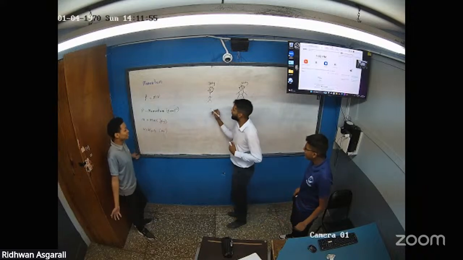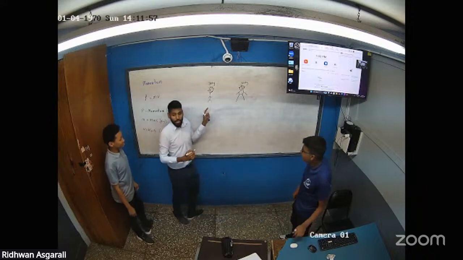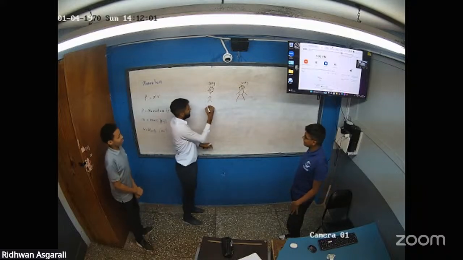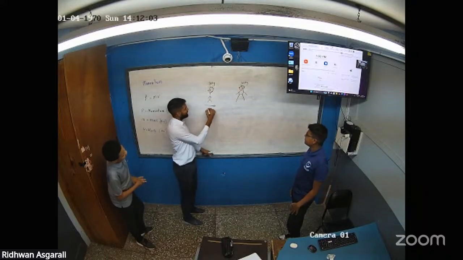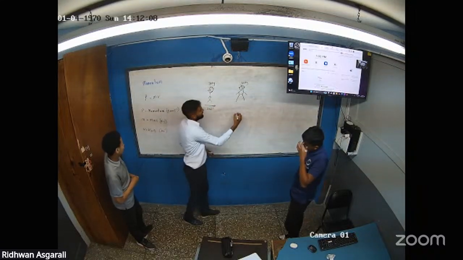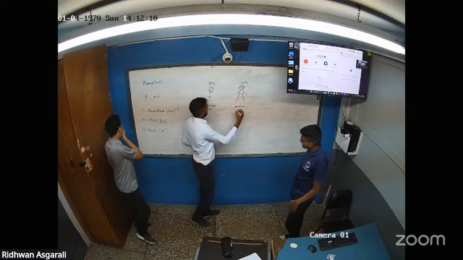Aaron is running this way, yeah? And Shaquille is running this way. Let's say Aaron is running at 2 meters per second, and Shaquille is running at 1 meter per second, yeah?